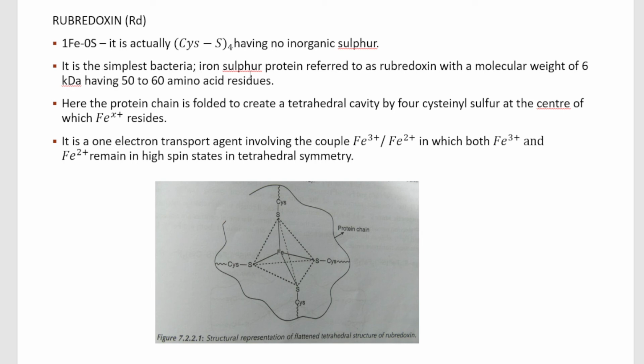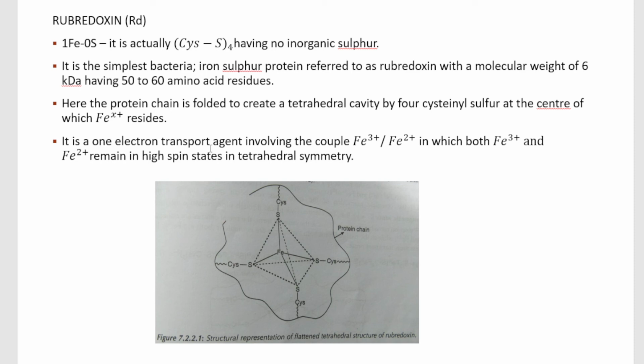It is seen in bacteria and it is referred to as rubredoxin, and it has a molecular weight of 6 kilodalton and around 50 to 60 amino acid residues. And here the protein chain is folded. You can see it has a tetrahedral geometry, and there's a cavity in the center of the 4 cysteine sulfur, in the tetrahedral geometry, where the Fe2 plus or Fe resides. Okay, and Fe can be present in 2 plus or 3 plus state, so they are generally giving it as Fex plus.